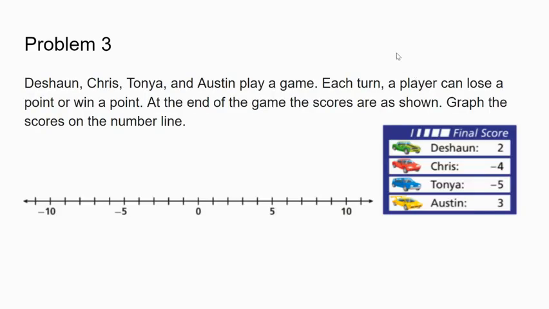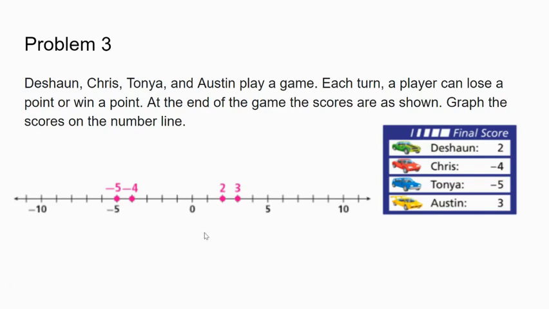Problem 3. Deshaun, Chris, Tanya, and Austin play a game. Each turn, a player can lose a point or win a point. At the end of the game, the scores are as shown. Graph the scores on the number line. Deshaun has 2 points, Chris has -4 points, Tanya has -5 points, and Austin has 3.